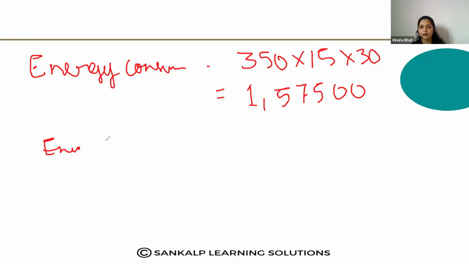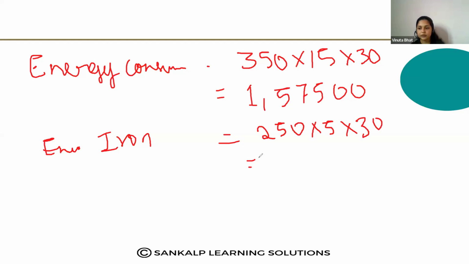Energy consumed by the iron box. The power of the iron box is 250 watt, 5 hours in a day, total 30 days. So 250 into 5 into 30 is 37,500 watt hour. So this is also watt hour.